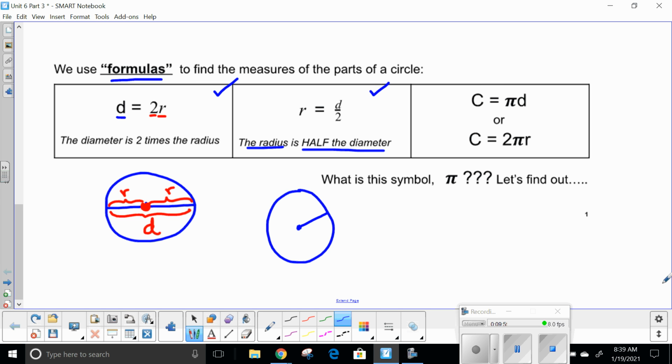Jabari, I need you to sit up, please. Takaya, sit up, please.